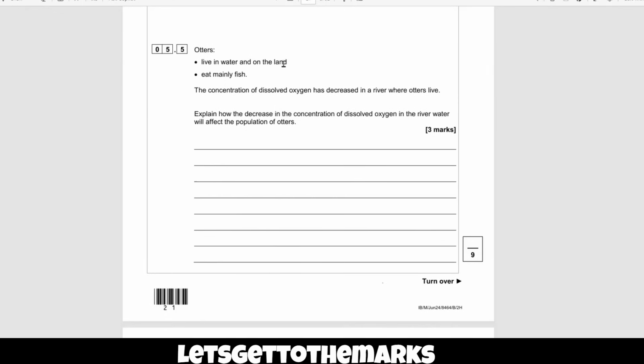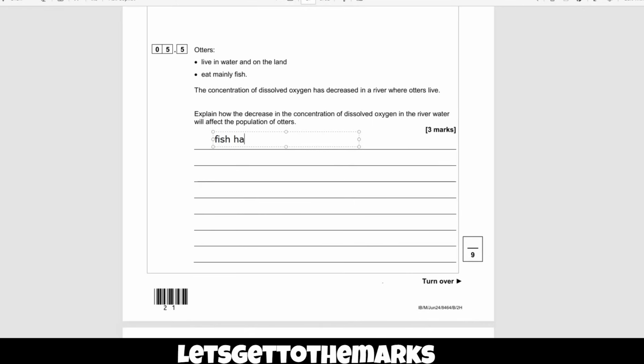5.5, otters live in water and on land, and eat mainly fish. The concentration of dissolved oxygen has decreased in a river where the otters live. Explain how the decrease in concentration of dissolved oxygen in the river water will affect the population of otters. So let's think: if the oxygen concentration goes down in the river water, what's going to suffer? What lives purely in the water? You should come up with the answer: fish.